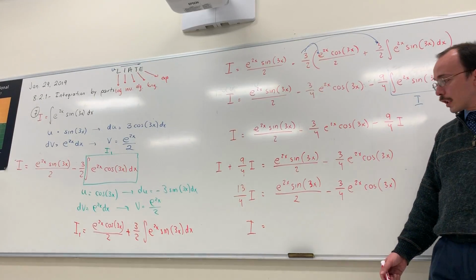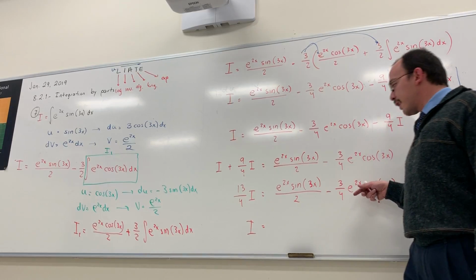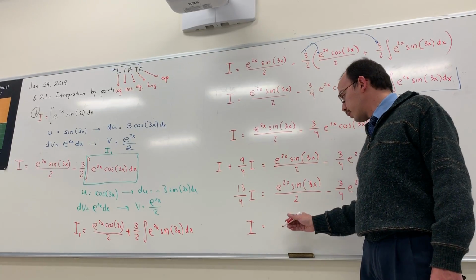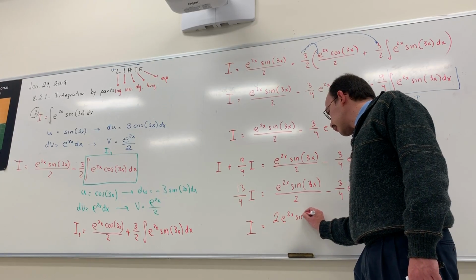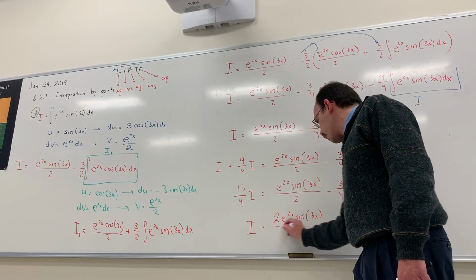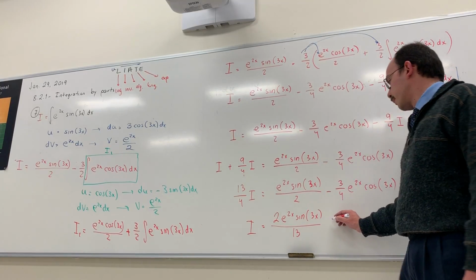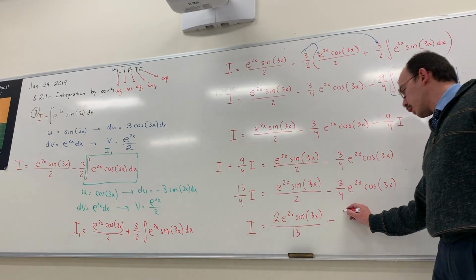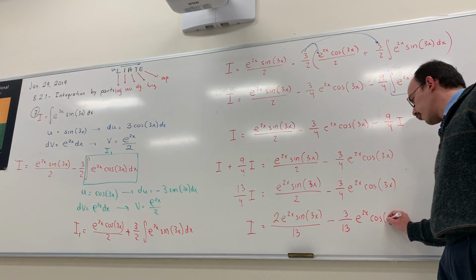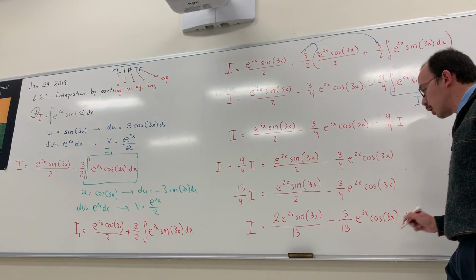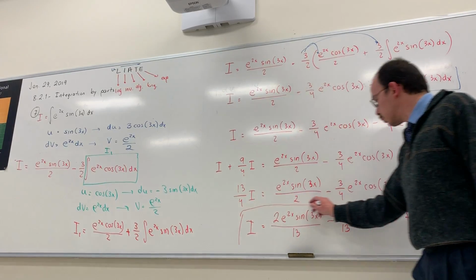So you divide everything, or take the reciprocal, and it's going to be 2e to the 2x sine of 3x over 13 minus 3 over 13 e to the 2x cosine of 3x plus c. That's my solution.